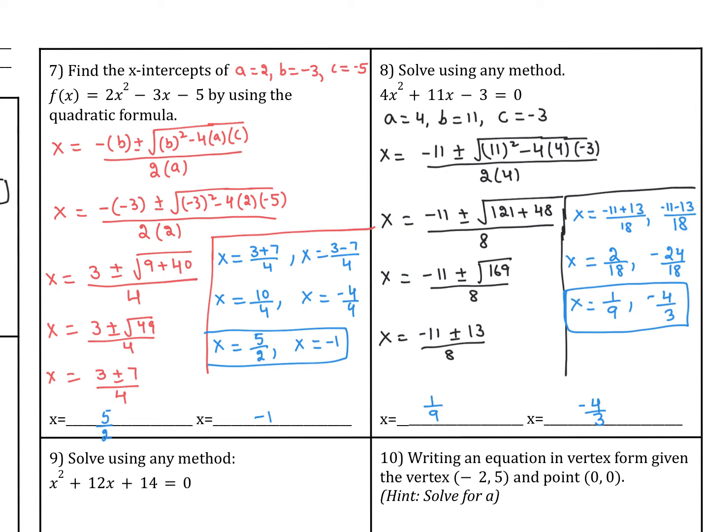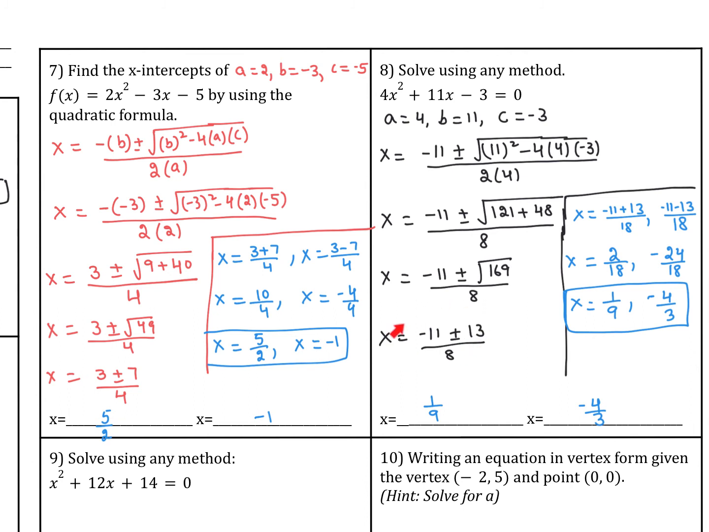So we have here a equals 4, b is 11, and c is negative 3. Plug it into the formula, negative b plus or minus the square root of b squared minus 4ac, over 2a. That's going to be negative b plus or minus the square root of b squared minus 4 times a times c. So 11 squared is 121, and negative 4 times 4 is negative 16, times negative 3 would be positive 48, because a negative times a negative is positive. Add them together, you get the square root of 169, and the square root of 169 is 13.